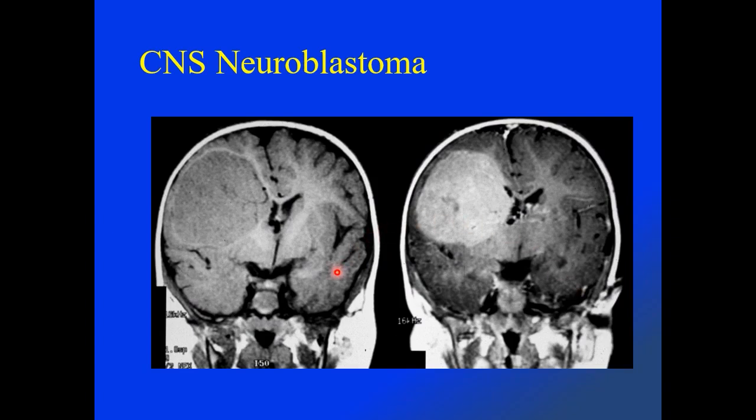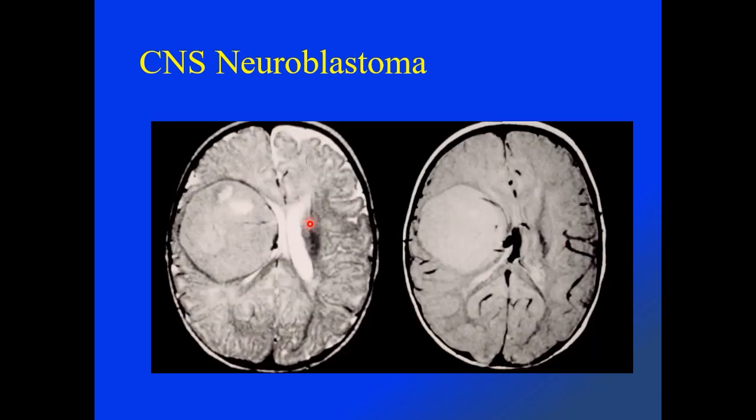T1 weighted images pre and post contrast enhancement in a child that demonstrates a large hemispheric mass within the right anterior cerebral hemisphere, which is isointense to gray matter on pre-contrast T1 weighted images with prominent enhancement and regional mass effect and subfalcine herniation. This was shown to represent a CNS neuroblastoma. Again, the mass demonstrates isointensity on T2A images due to its hypercellularity.